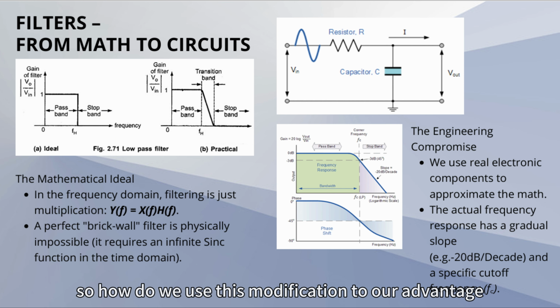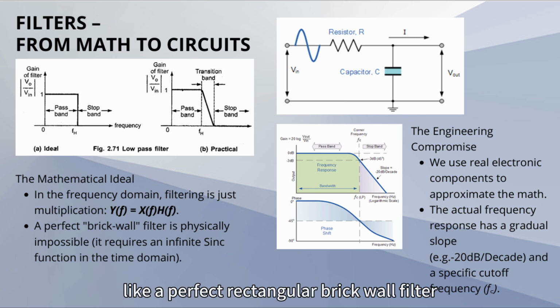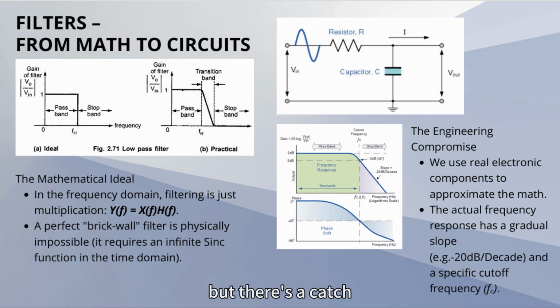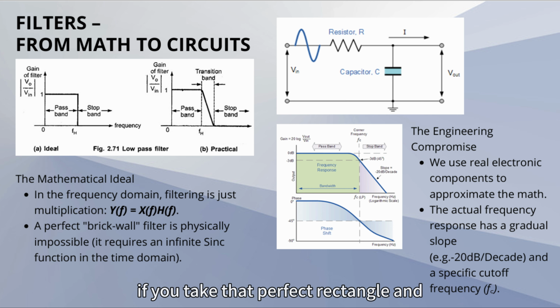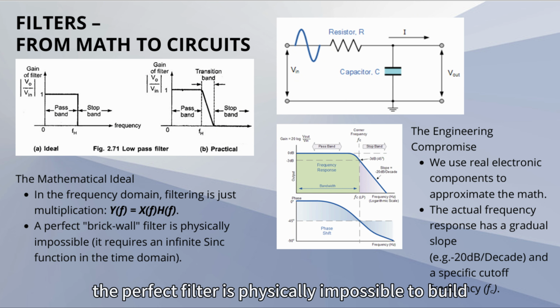So how do we use this multiplication to our advantage? Through filtering. In the mathematical ideal, if we want to remove noise, we just multiply the signal by a filter function we design, like a perfect rectangular brick-wall filter. But there's a catch. If you take that perfect rectangle and use the inverse Fourier transform, it becomes an infinite sinc function in the time domain. This means a mathematically perfect filter is physically impossible to build.